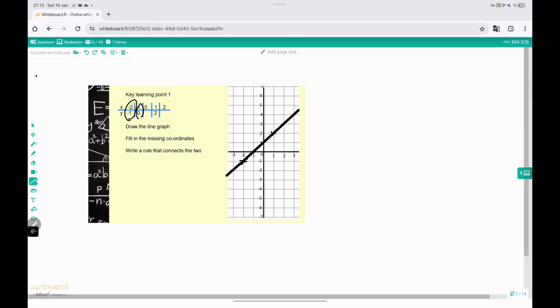Okay, and I can use that to fill in the missing coordinates. So when x is 0, we can see that y is 1. When x is 2, we can see that y is 3. Right, write a rule that connects the two. You'll be better at this looking at it later. But what you should notice is that whatever the x coordinate is, the y coordinate seems to be one more than that. Okay, so to get the y coordinate, the rule is simply to add 1.